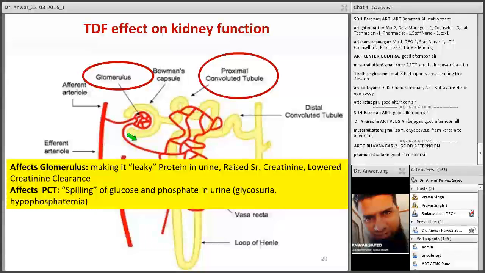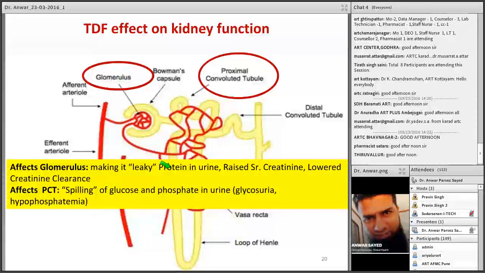Now, how tenofovir affects the glomerulus is that it makes it leaky, which causes the proteins which are normally reabsorbed to be released into the urine. It causes a rise in serum creatinine and lower creatinine clearance. Now, this is one message which is important for many of us to remember: raised serum creatinine is caused by this mechanism. The effect of tenofovir on the proximal convoluted tubule is a spilling of glucose and phosphate in the urine, which causes glycosuria or hypophosphatemia. That is from here.